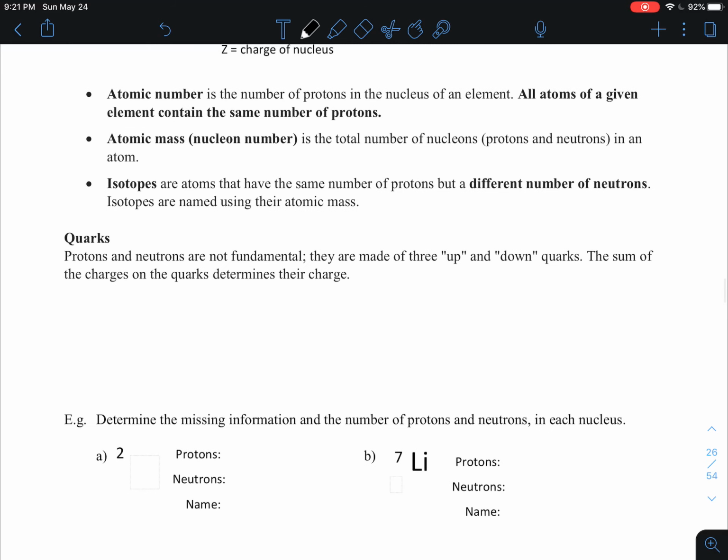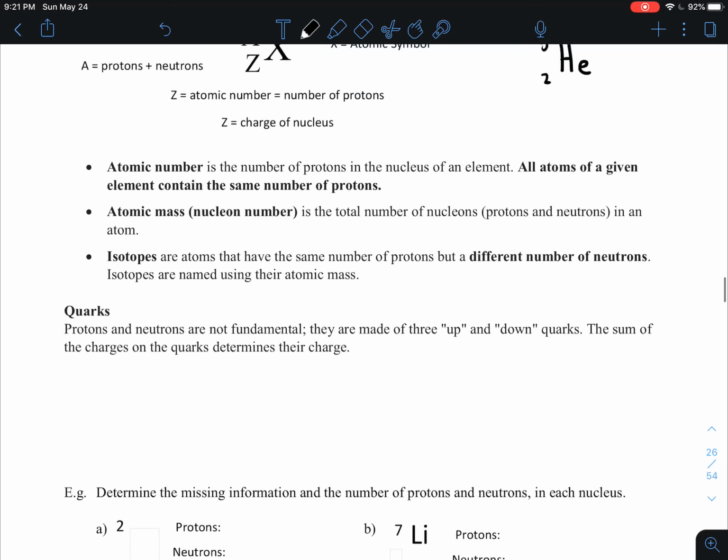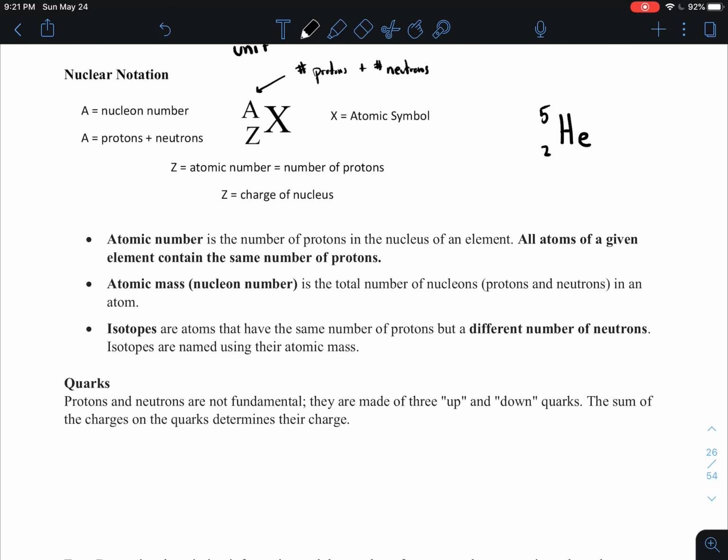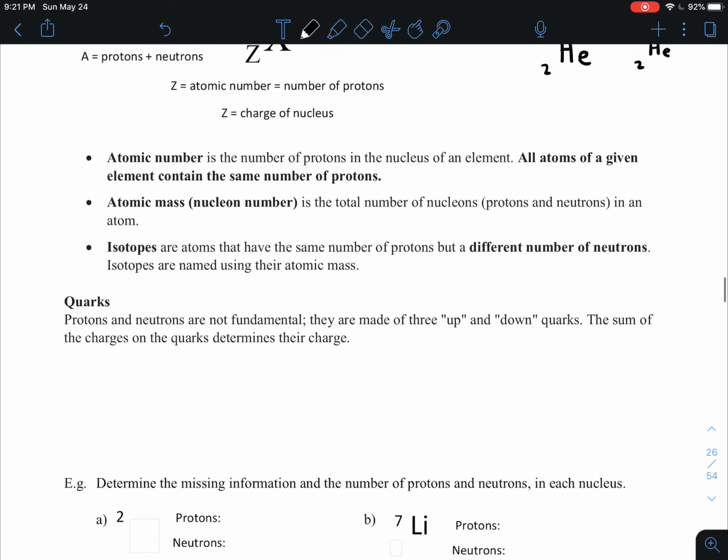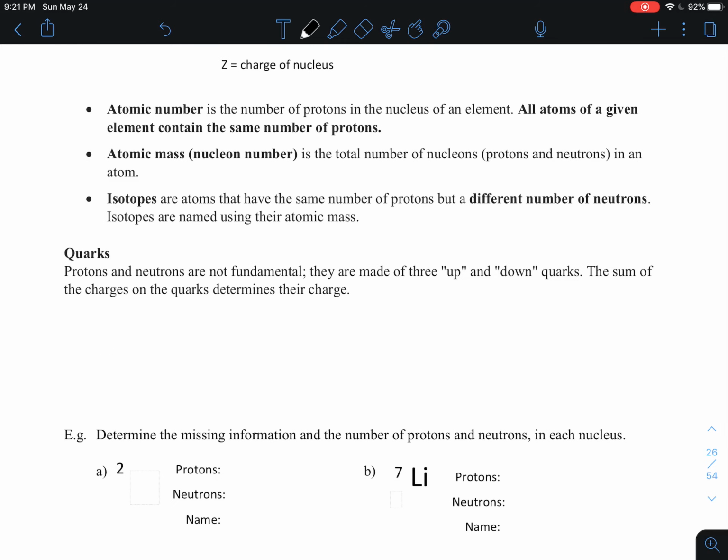All right, so isotopes have the same number of protons, but a different number of neutrons. So this helium-5 compared to helium-4, they're both helium. The only difference is they have different numbers of neutrons. Same element, but they're isotopes of each other. That's just the terminology we use. There's these things called quarks. They are not fundamental. So protons and neutrons are not fundamental because they're made up of something smaller, right? The building blocks of protons are these quarks.